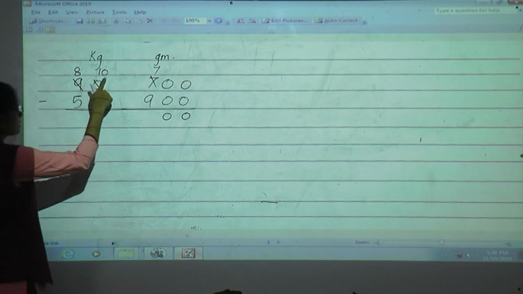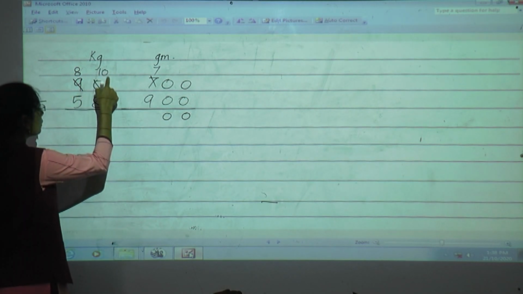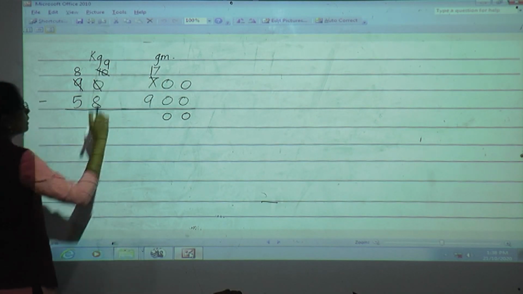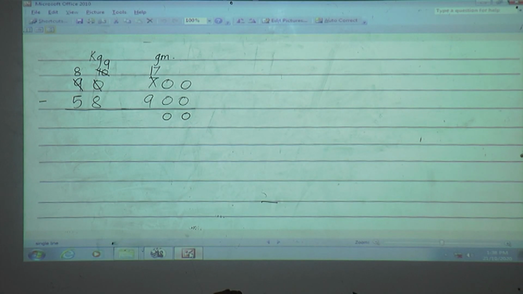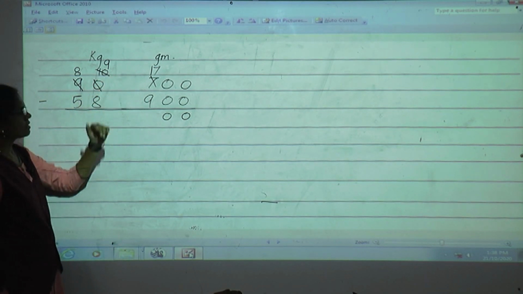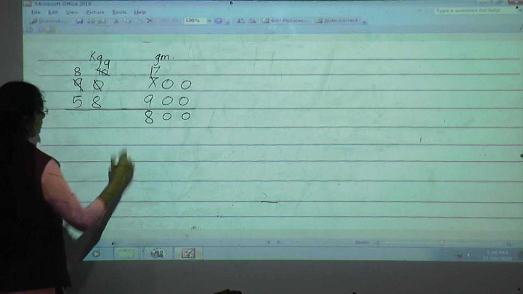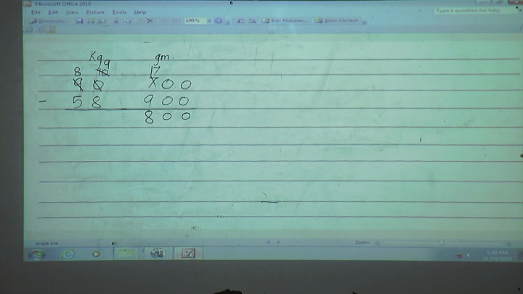Now from this 10 we will take one borrow. So here 10 minus 1, 9, and this 7 will become 70. Understood? Now do the subtraction. 17 minus 9. Yes, 17 minus 9. After 9 you have to count your fingers till 17. So 17 minus 9, yes, correct, 8. So write here 8. Now subtract the kilograms.